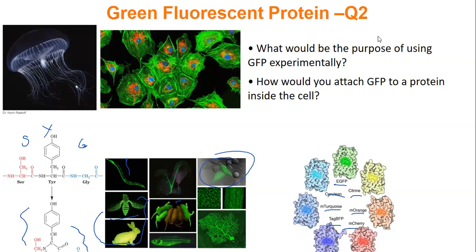But so 2 questions again, just to get us thinking. Why would you ever want to use GFP in an experiment? And the answer is not just to make a green rabbit because you can. And how would you actually attach GFP to a protein inside of the cell? How would we go about that?